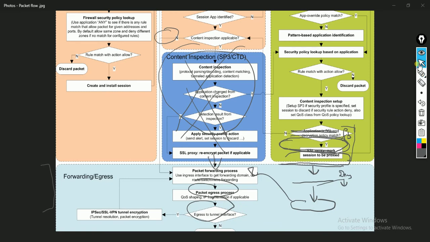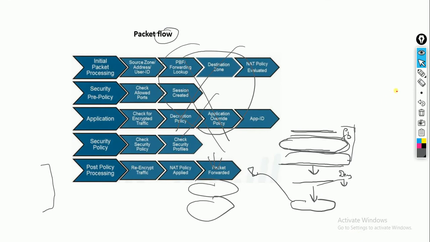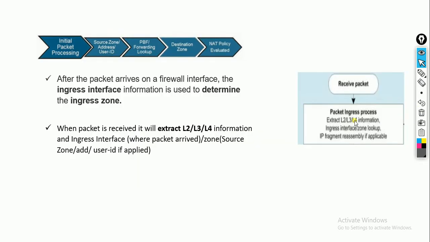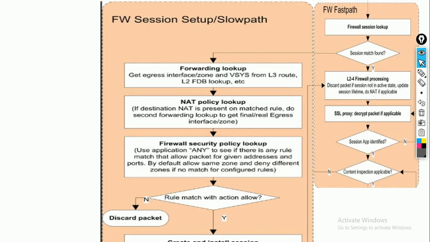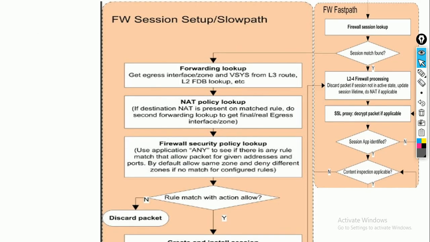Now if you want to see, I have also created a PPT for that. Let's see that. I have shown this in my first video also. So the packet is received, layer 3, layer 4 information is extracted, and this is our slow path and our fast path. In the slow path, there are some lookups. This is like we are briefing what we have discussed: forwarding lookup, our NAT lookup, our firewall security policy lookup. Rule match with action allow, create the session, otherwise discard the session.